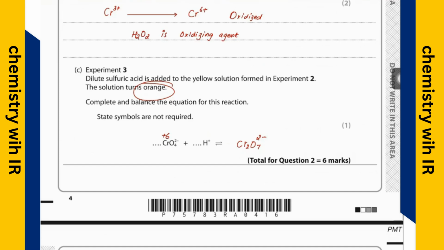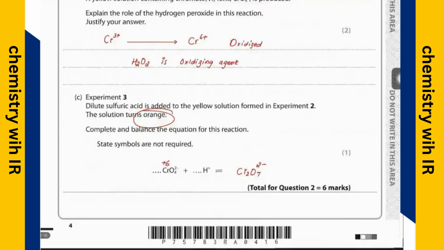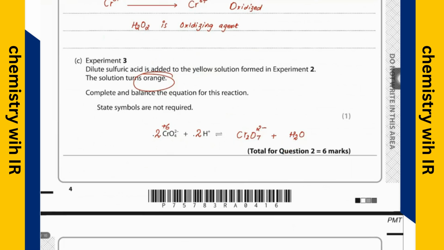Cr2O7. But shouldn't there also be H2O? Yeah. So 2CrO4, and then 2H plus. So 2 chromium, 2 into 4 is 8, 7 and 1 is 8. Okay, this is the balanced equation.